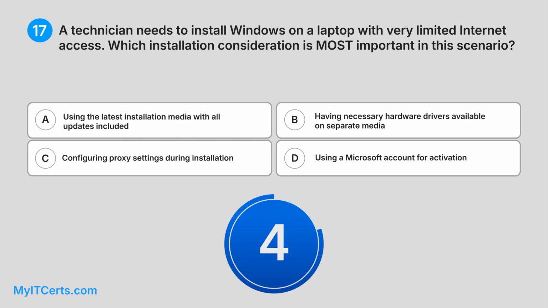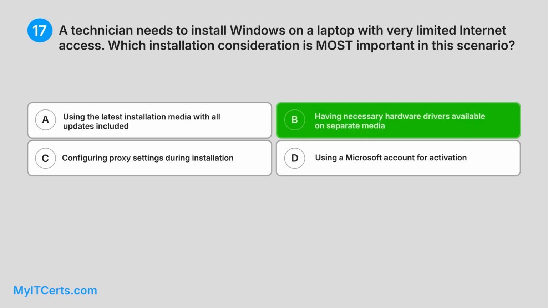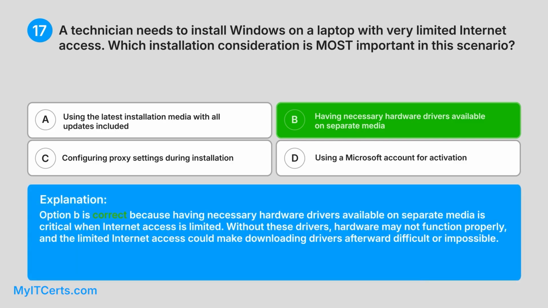What do you think is the answer? Correct answer: B. Having necessary hardware drivers available on separate media. Explanation: Option B is correct because having necessary hardware drivers available on separate media is critical when internet access is limited. Without these drivers, hardware may not function properly, and the limited internet access could make downloading drivers afterwards difficult or impossible.